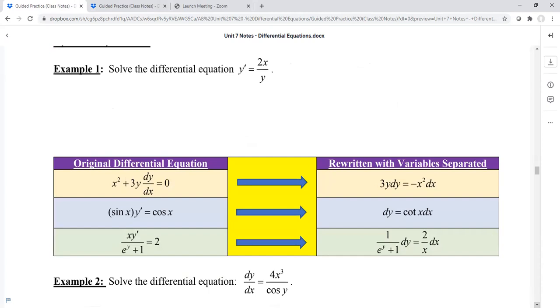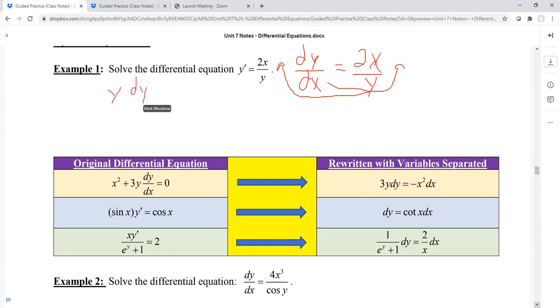First thing you want to do on this example one is we want to rewrite y prime. We want to make y prime into dy dx. That's our goal. And that is equal to 2x over y. Now what you want to do here is get all your y's on one side and all your x's on the other. And since the dy is on the top on the left side, we're going to multiply this dx over here with that 2x, and we're going to multiply this y over here because we need the dy and dx both in the numerator. So when we do that, we will get y dy is going to equal 2x dx.